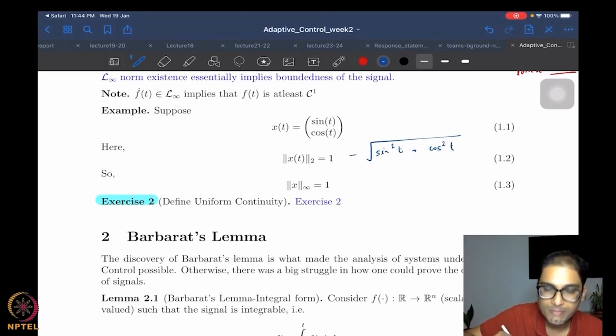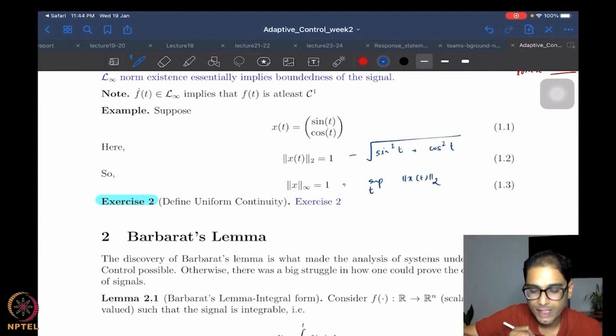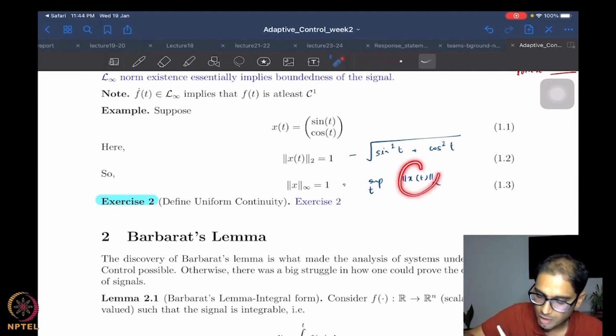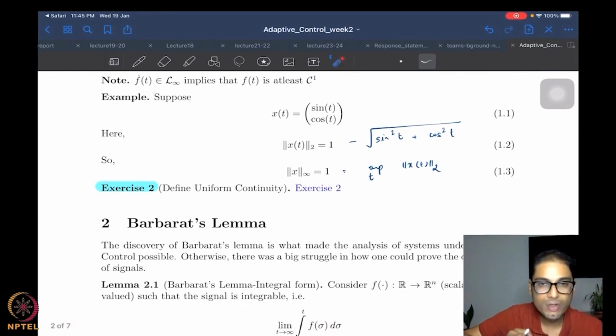Therefore, the infinity norm, which is simply the supremum of the vector norm over t, is just 1, because the supremum over all time of a constant is the same constant. The time argument doesn't show up here. Any vector norm could have been used, but we choose the 2 vector norm simply because it's easy to compute and gives a nice, simple result.